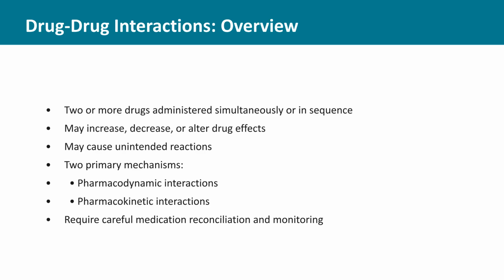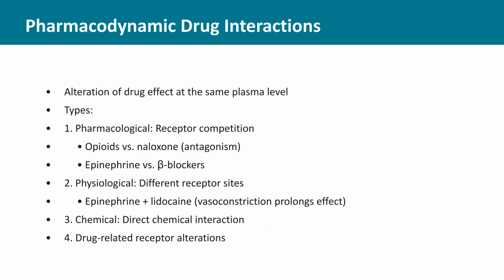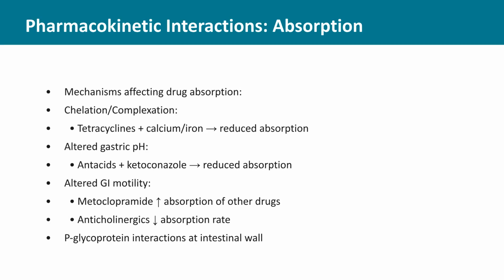These interactions can be pharmacodynamic, affecting drug action, or pharmacokinetic, affecting drug levels. Pharmacodynamic interactions alter the drug effect at the same plasma level. They can involve receptor competition, like opioids versus naloxone, or interactions at different receptor sites.